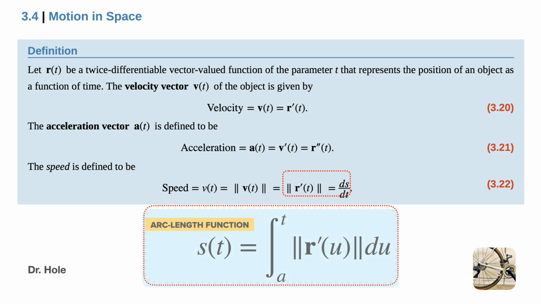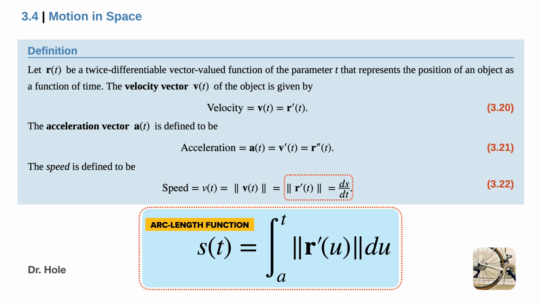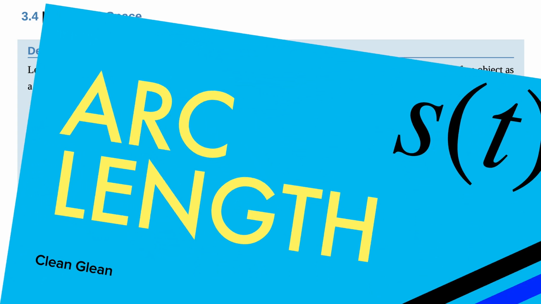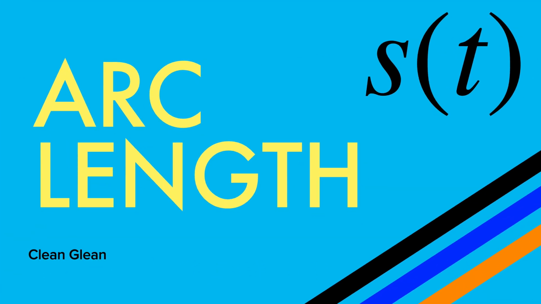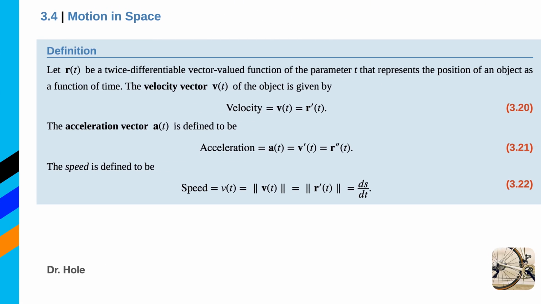And then recalling from a previous video on arc length, the arc length function s of t is defined as an integral, with the integrand being the norm of a derivative on position. By the fundamental theorem of calculus, ds/dt is the integrand. Nice. So if you need to go back and review arc length, click in the upper right, and then let's continue.